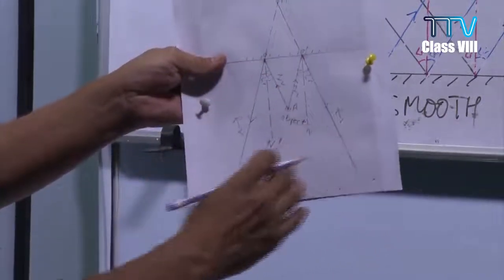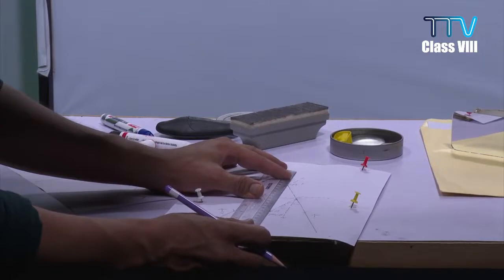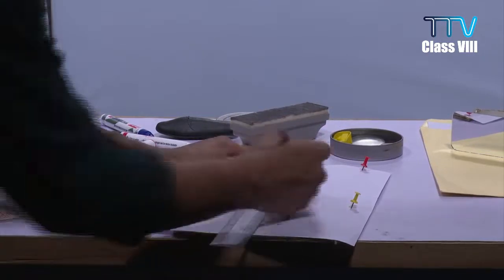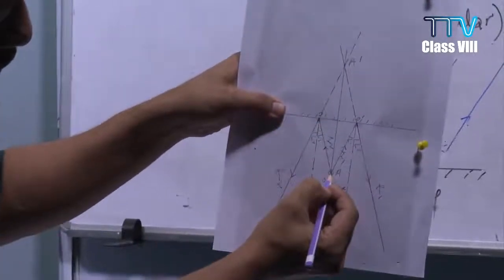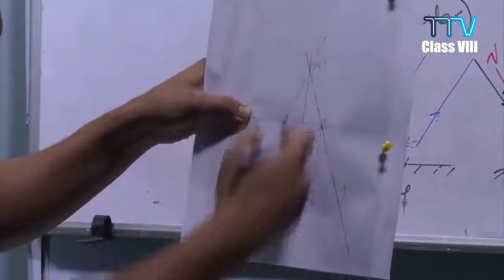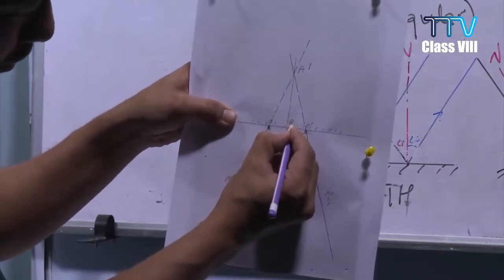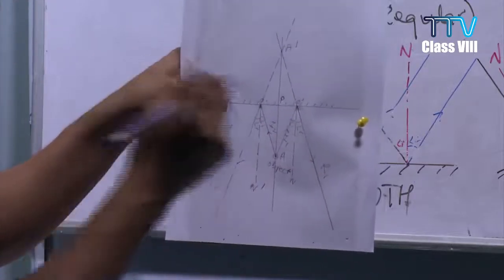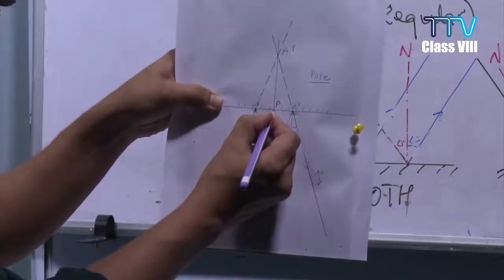In a plane mirror, the image is seen through the ray diagram. The object distance and the image distance are equal. The image is as far behind the mirror as the object is in front. Let's say this is the center of the mirror, the geometric center, which we call the pole, P-O-L-E. So this is the center of the mirror which we call pole.